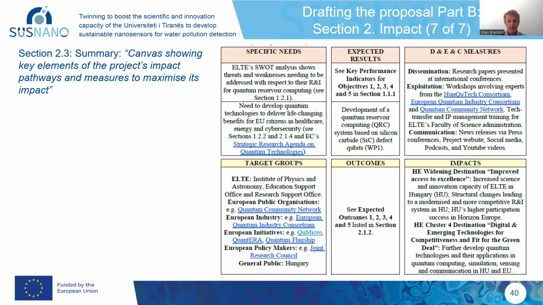Still, last slide about impacts. So there's a section 2.3 summary. The Commission's, certainly for coordination support actions, they say, look, create a canvas showing the key elements of the project's impact, pathways and measures to maximize its impact. So what you're seeing here, this is from a twinning project. This is one that I'm currently running called Quest.